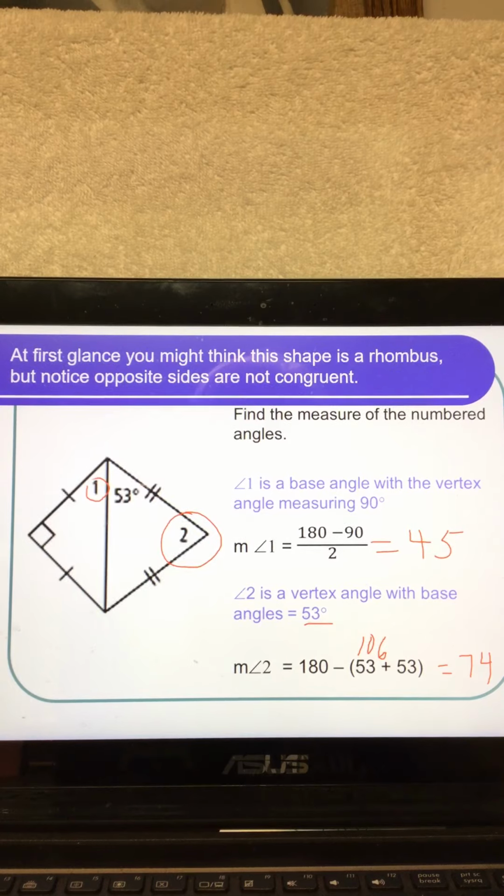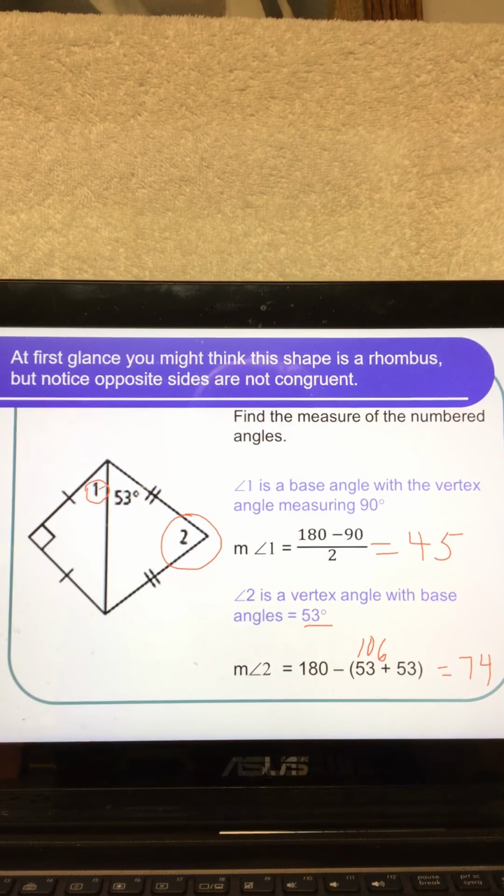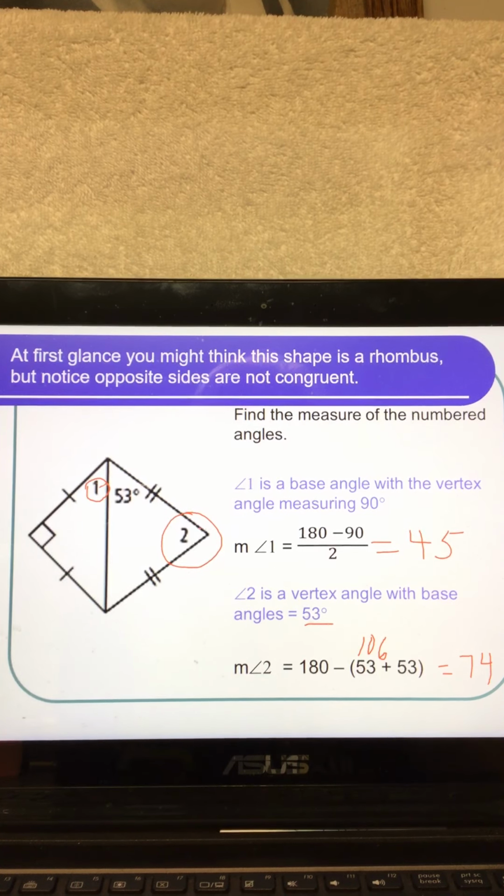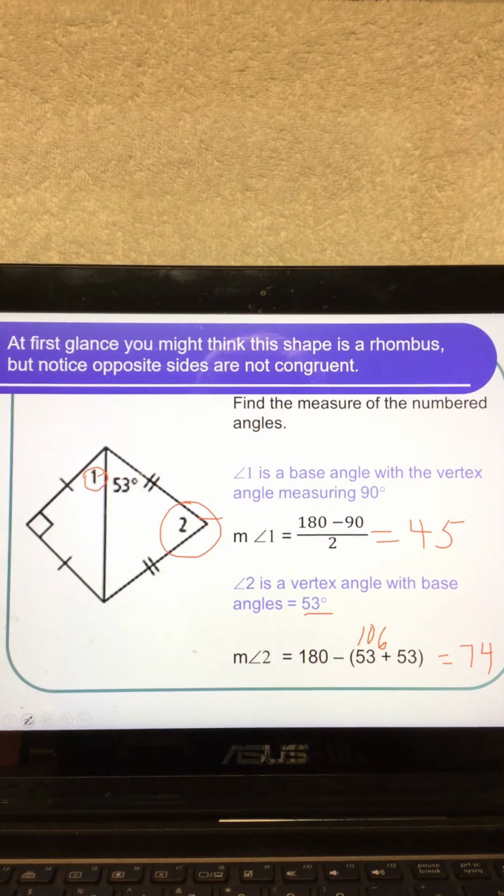So I put the angles in different positions. This was the base angle you were looking for. This was the vertex angle that you were looking for.